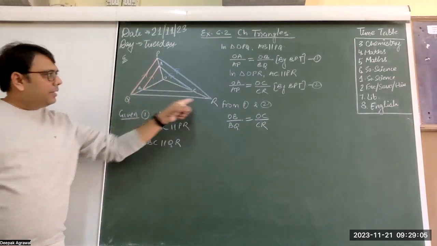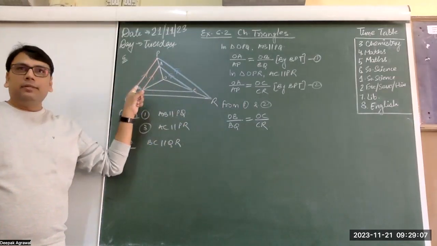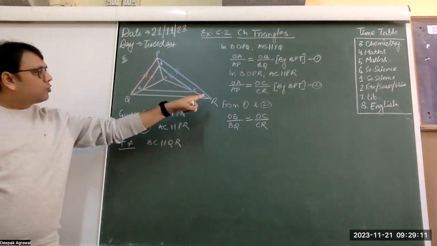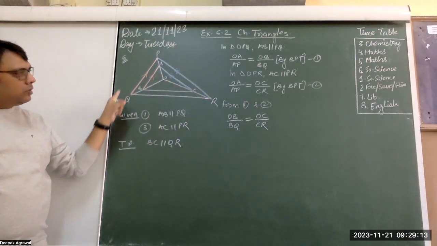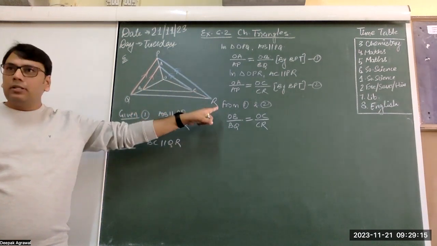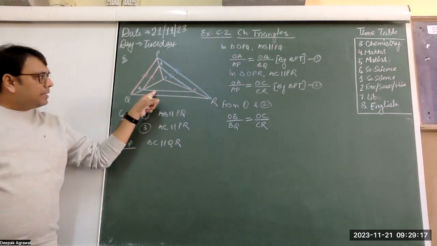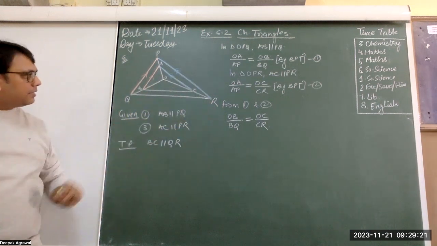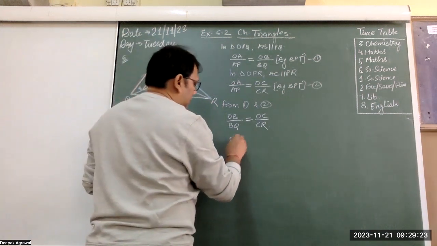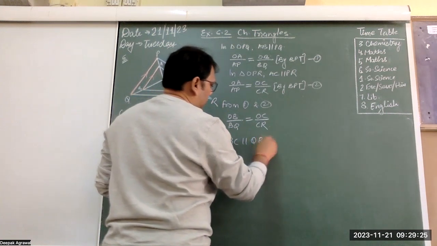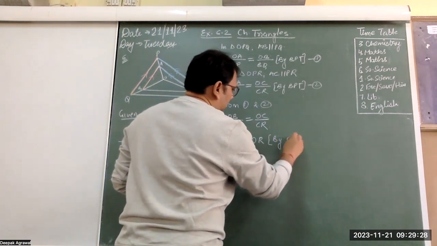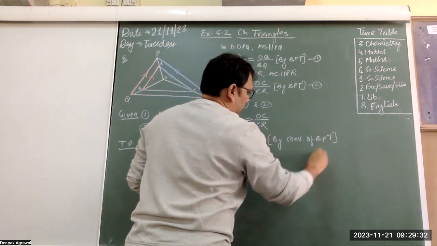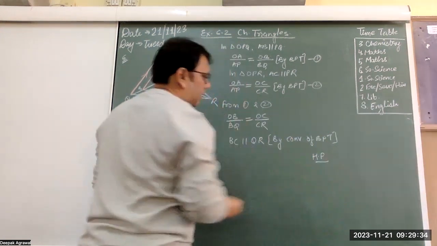Now, see in this triangle, BC is a line which is dividing both of them in the same ratio. OB upon BQ is equal to OC upon CR. So BC is a line which divides the two sides of a triangle in the same ratio. Hence, BC is parallel to QR by converse of BPT. And this is how the question is getting proved.